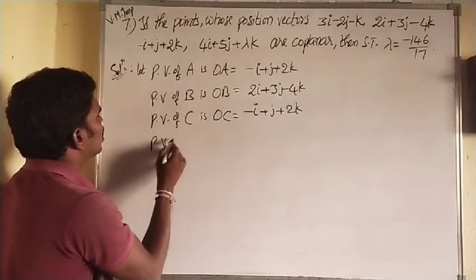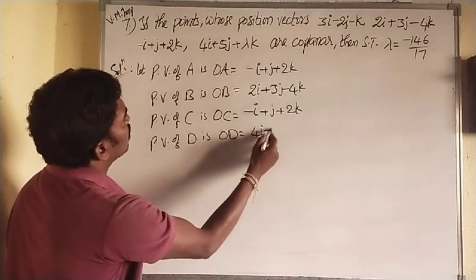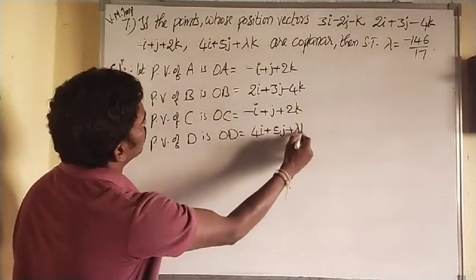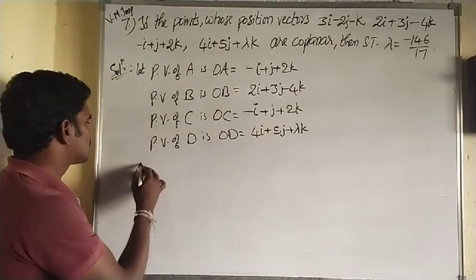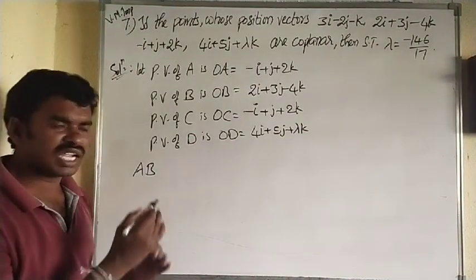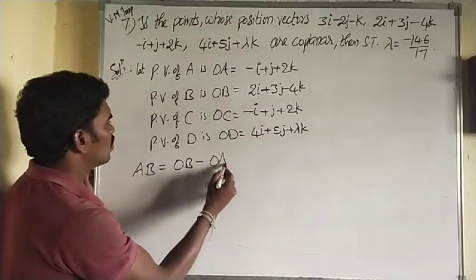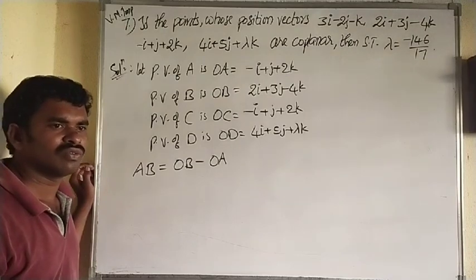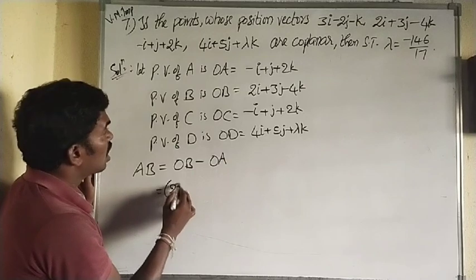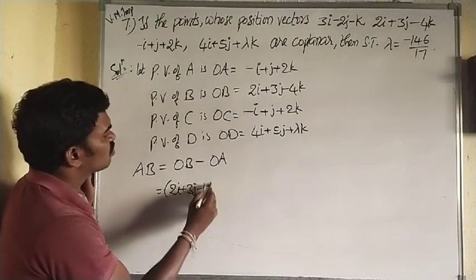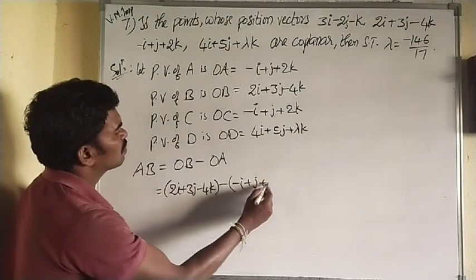Next, the position vector of D is OD, equal to 4i plus 5j plus lambda k. After writing this, we have to find AB, AC, AD, three values. AB means OB minus OA. OB is 2i plus 3j minus 4k, minus OA, and OA is minus i plus j plus 2k.